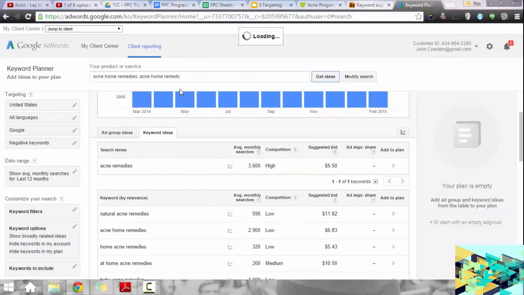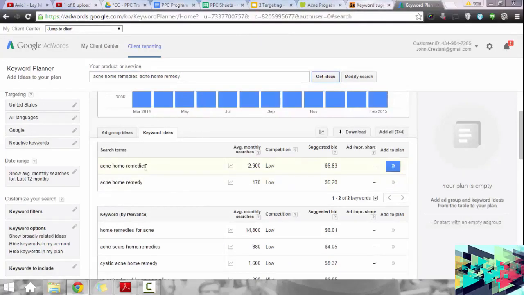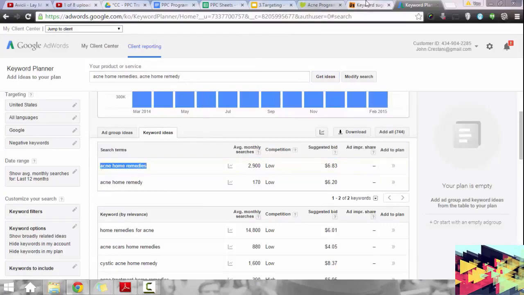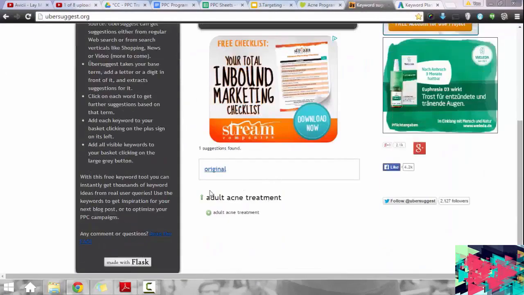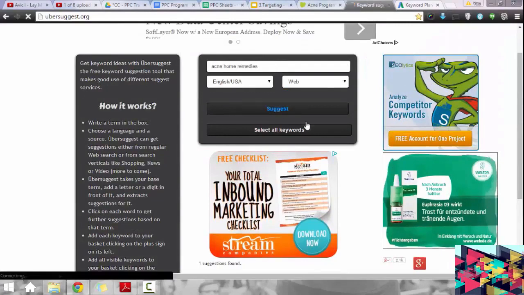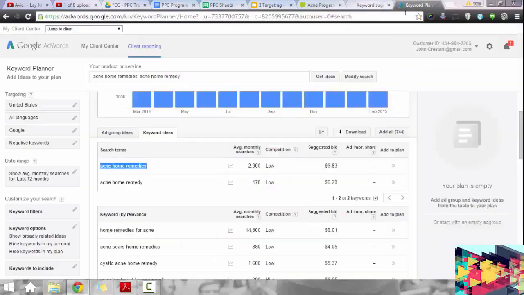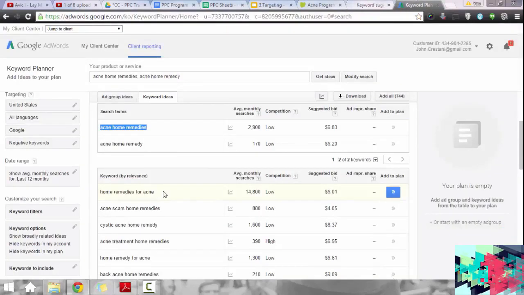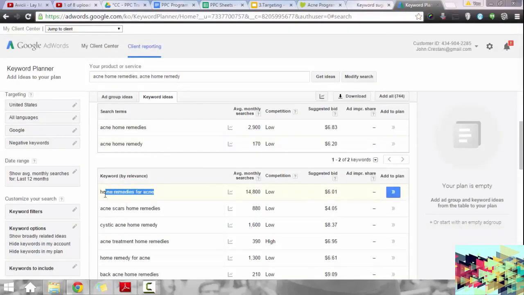Acne home remedies, acne home remedy. I don't know if this is searched, but I'm just looking it up. It's cool. I'm also going to put this in Uber Suggest. Notice how Uber Suggest didn't work too well for adult acne treatment. Sometimes it doesn't. Home remedies for acne. Ooh.